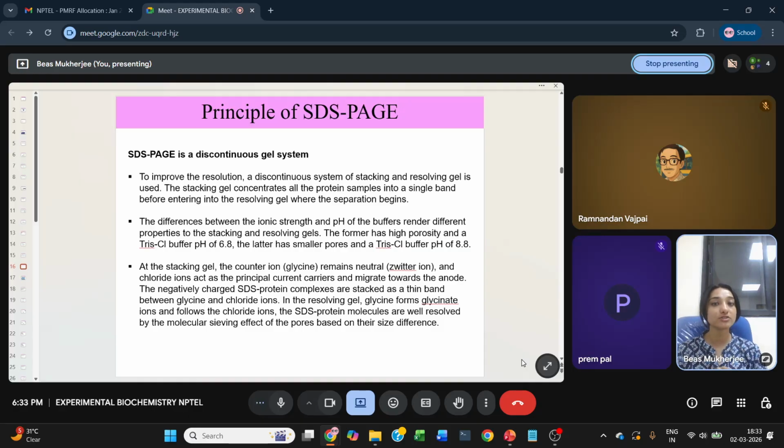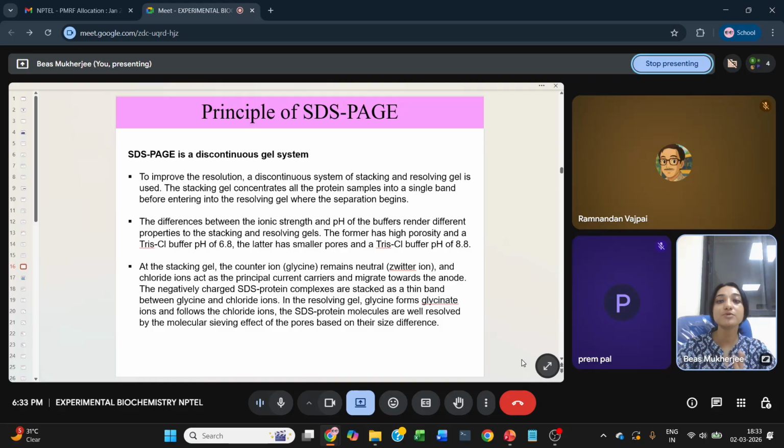The stacking gel concentrates all the protein samples into a single band, okay, before entering into the resolving gel where the separation begins. Otherwise, what could happen? As you load the samples, if you start the migration, then the samples that are loaded first will migrate before the samples that are loaded later, right?